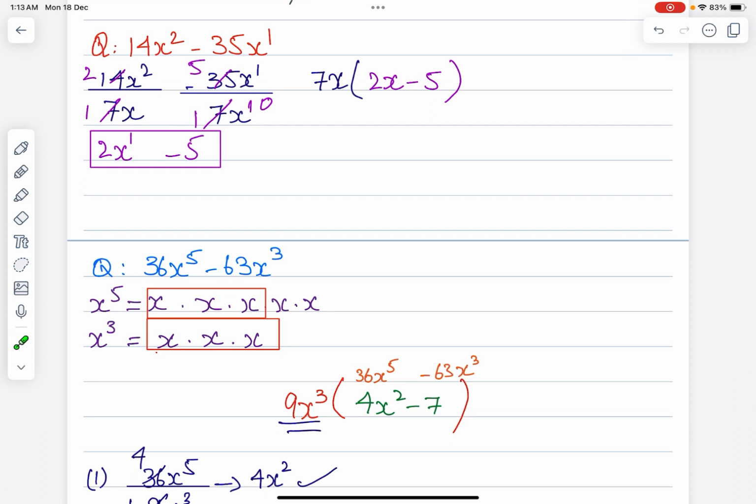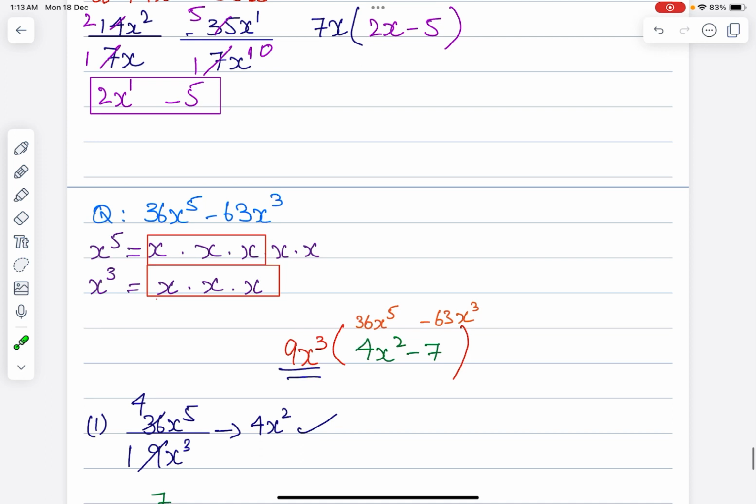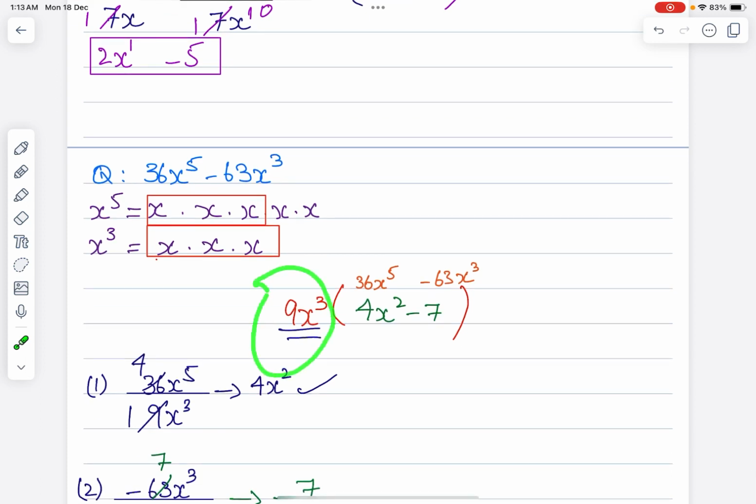You can see both of them at least have x to the power 3 in common. So what is your greatest common factor going to be? It is going to be 9x to the power 3. 9 was the one which we got from the numbers, the constants, and x to the power 3 was the greatest common factor which we got from the variables. So our total greatest common factor is 9x to the power 3.